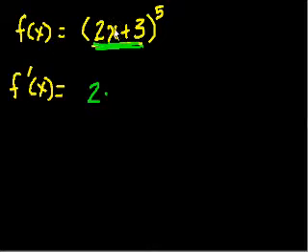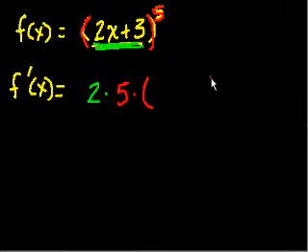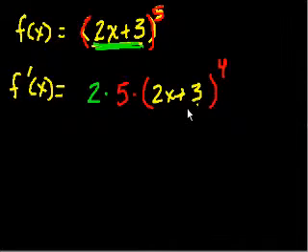So then, what's the derivative of x to the fifth? Well, the derivative of x to the fifth, I'm going to do that in a different color, is 5x to the fourth, right? So it'll be 5 times something to the fourth. But here we didn't take the derivative of x to the fifth. We took the derivative of 2x plus 3 to the fifth. So we just put the 2x plus 3 there instead. 2x plus 3.